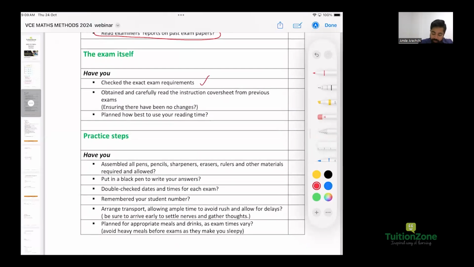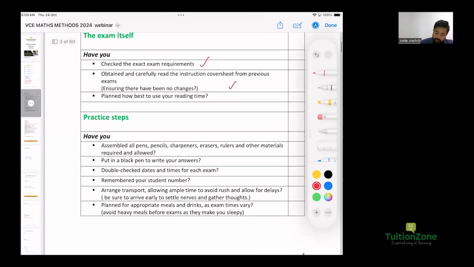Requirements are fine, but still make sure, different exams have different conditions. English is different, math is different. So make sure you know exactly what needs to be done in the exam, reading times, everything clear. So, how do you use reading time?